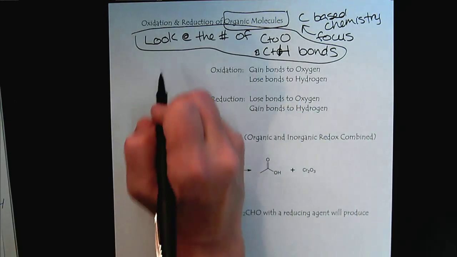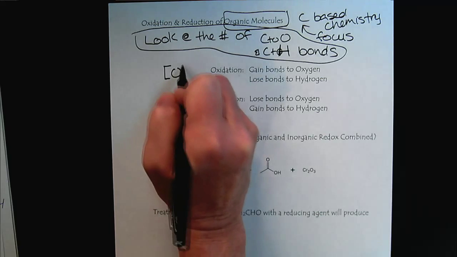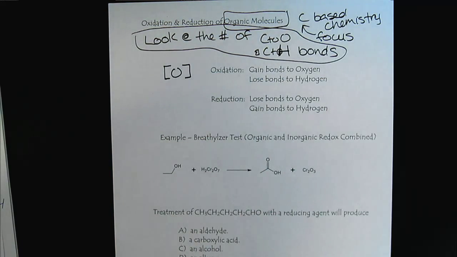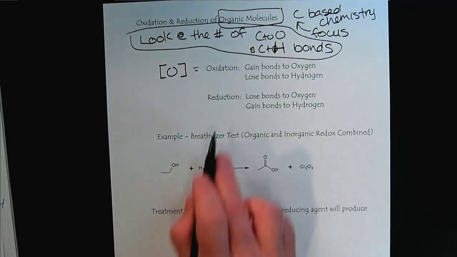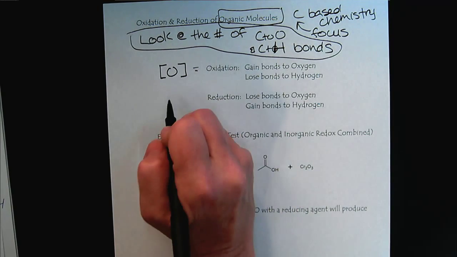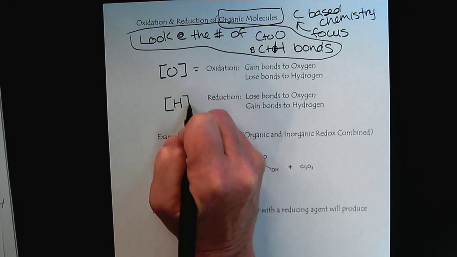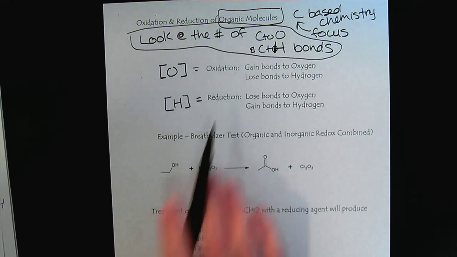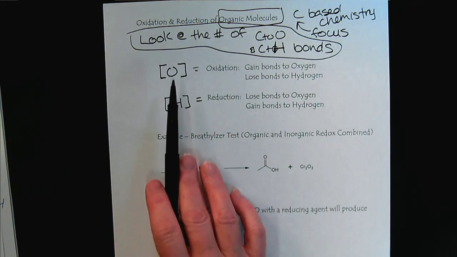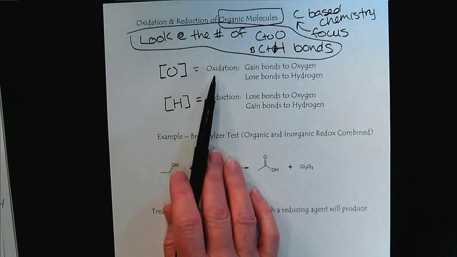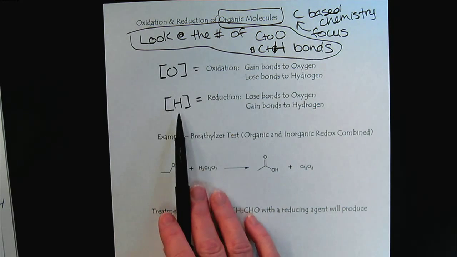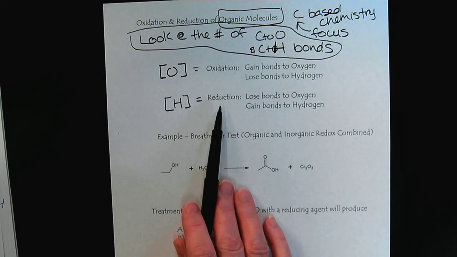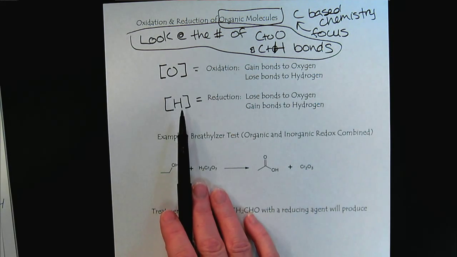Since we'll be focusing on biochemistry, we will just put an O in square brackets to indicate an oxidation reaction. And then this is a very important clue: we'll put H in square brackets to indicate reduction. Thinking about oxygen atoms with oxidation is very logical, but the new part for many people is thinking about hydrogen as reduction. Now notice this isn't a hydrogen ion.